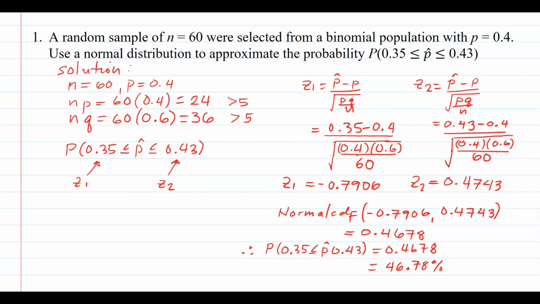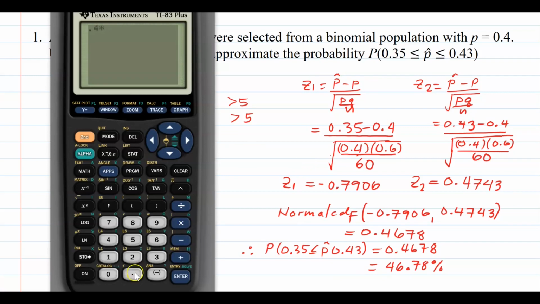This is how it's done in our calculator. 0.4 times 0.6, and then press enter. Then you divide that by 60 and press enter. I got 0.004. Then I take the square root of that number, raised to the power 0.5, and I have this result. This will be my denominator. Then I subtract 0.35 minus 0.4, and divide it by the number on my screen, the result of the previous answer. So I got negative 0.7906. So our z1 is negative 0.7906.